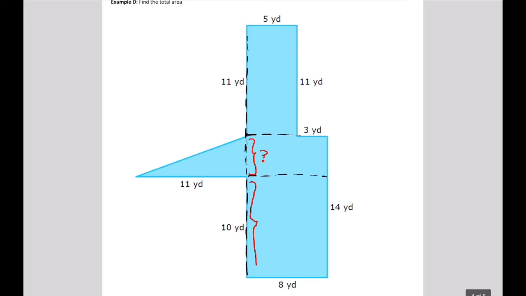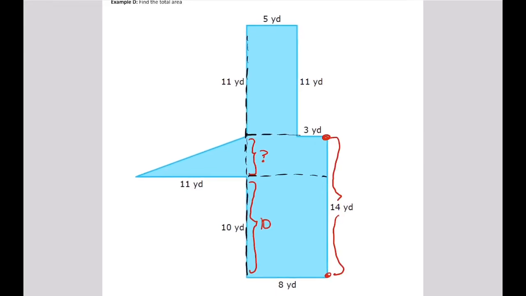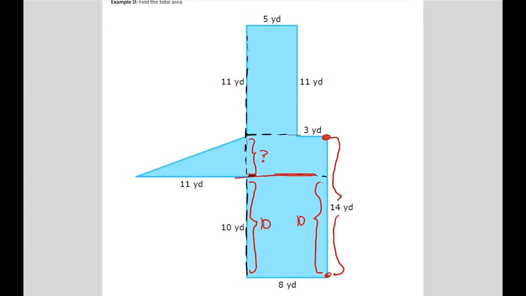I mean, it says it. I'm going to put it in there anyway. We know that's 10. And we know that this entire side is 14, from there to there. So that's 14. So this right here is also 10, right? I mean, if it's 10 from here to here, well, that's also going to be 10.